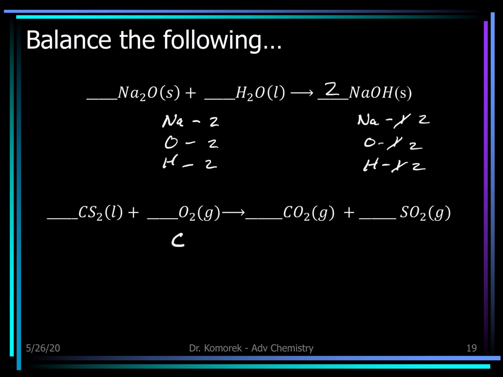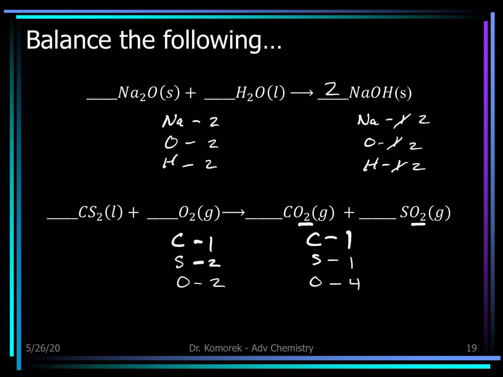In the next equation, we have carbon, sulfur, and oxygen on each side. We start with 1 carbon, finish with 1 carbon. Start with 2 sulfur, finish with 1 sulfur. Start with 2 oxygens, finish with 4 oxygens. 2 there and 2 there. All right. Save oxygen till the end.